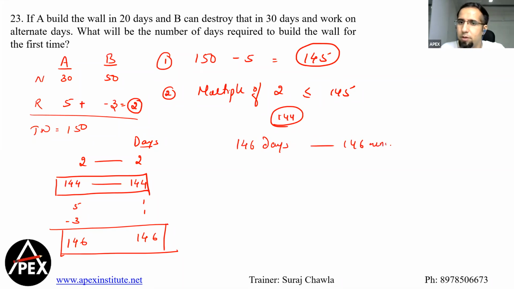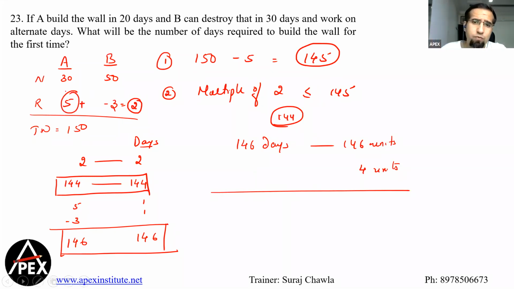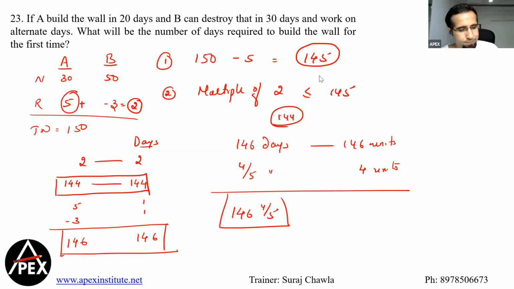Now the problem is I need only 4 units. Who will come? A will come. A in 1 day can do 5. So A will do 4 units, can I say, in 4 by 5 days? So 146 and 4 by 5 becomes your answer. Is this point clear now with everyone?